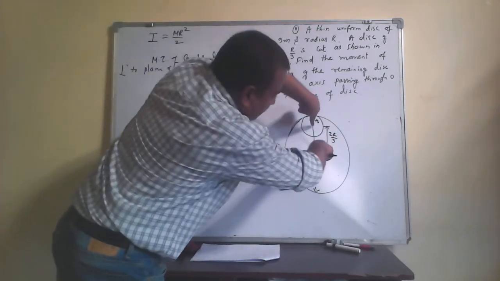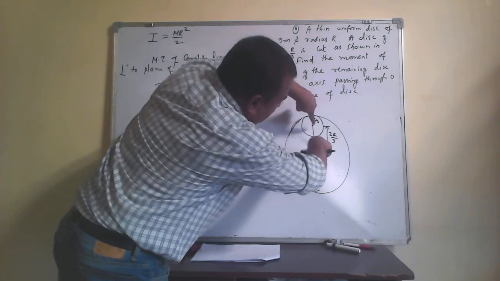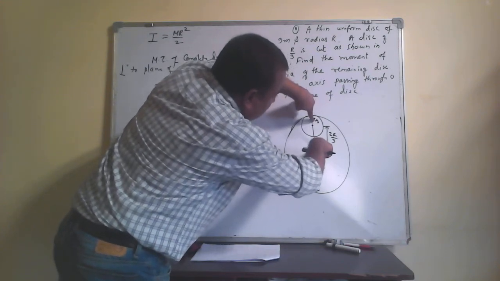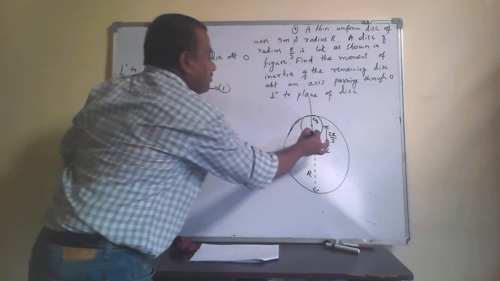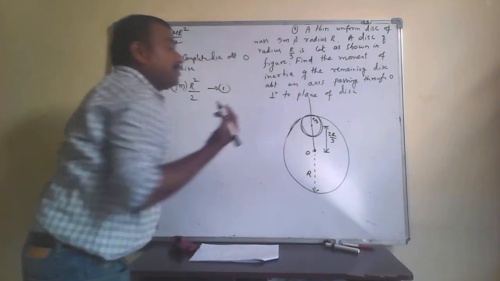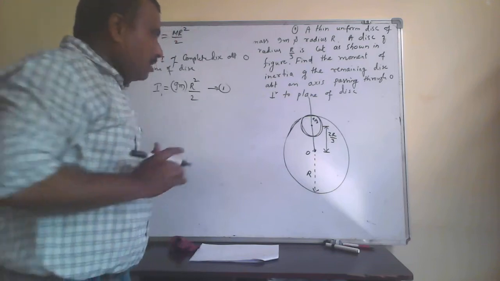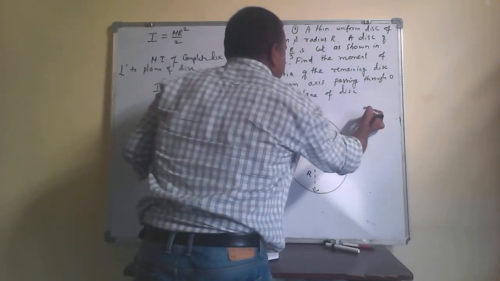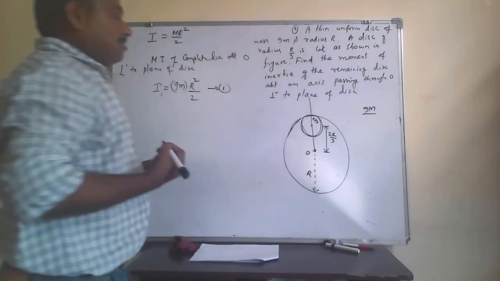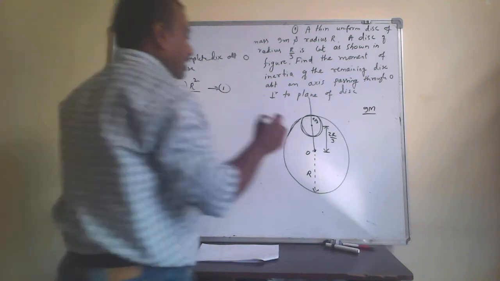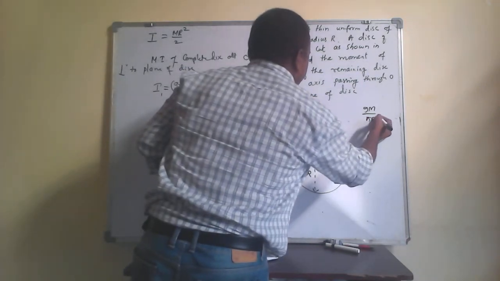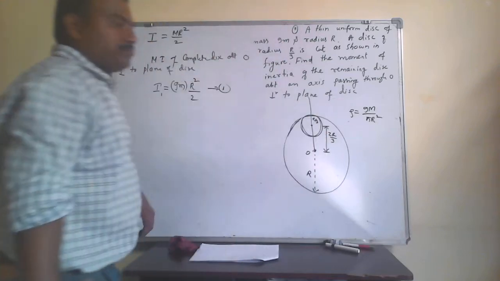These are the two axes. This is m r square by 2, and plus this distance. What is the mass of the small portion? We first have to calculate the mass of the small portion. Total mass is 9m for the disk. What is the radius? R. So area is pi r square. So 9m divided by pi r square is the mass density.